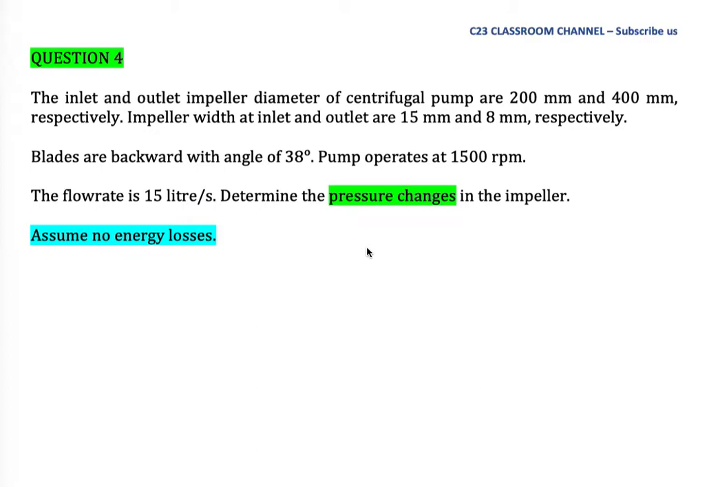The pump operates at 1500 rpm. The flow rate is 15 liters per second. Determine the pressure changes in the impeller. Assume there are no energy losses.